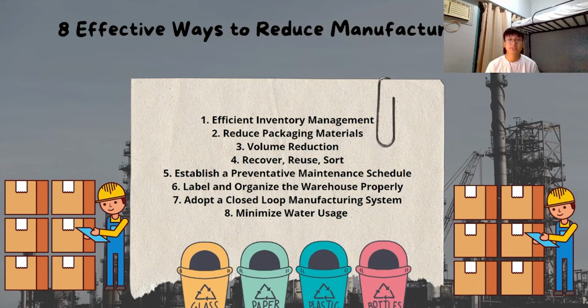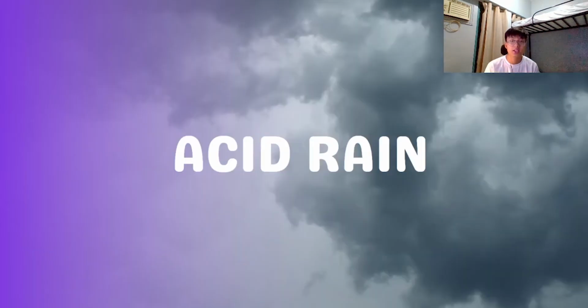Fifth, establish a preventative maintenance schedule. Sixth, label and organize the warehouse properly. Seventh, adopt a closed-loop manufacturing system. And lastly, minimize water usage. So let's move on to the other topic, which is acid rain.